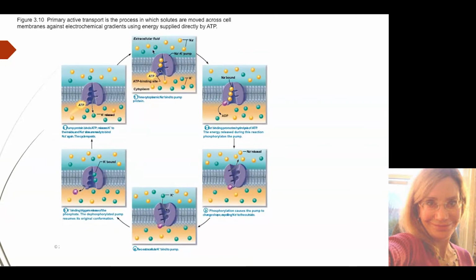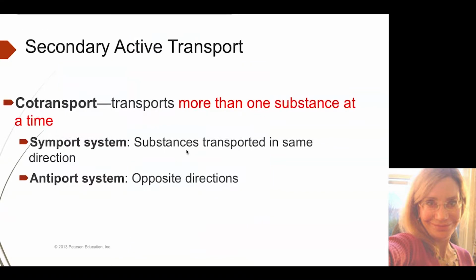These were also a little out of sync, but anyway, you could get the idea here. Keep in mind, sodium and potassium are cations. It should have a little plus on them. So secondary active transport. There's different types of secondary active transport, and it gets actually much more complex than this. Co-transport, though, would transport more than one substance at a time. A symport system transports the substances in the same direction. An antiport system will transport those substances in opposite directions.